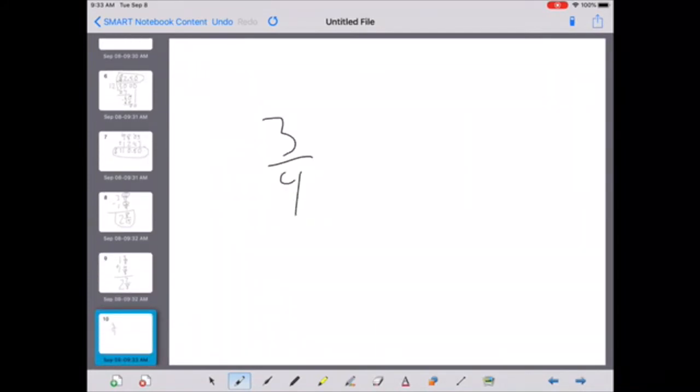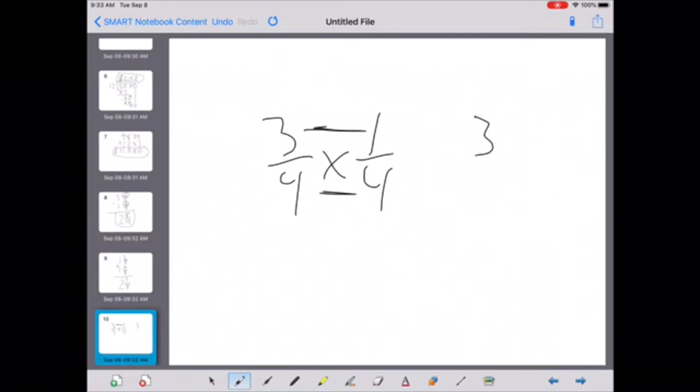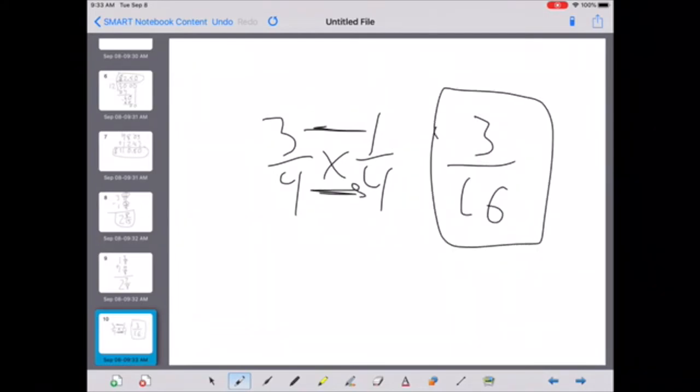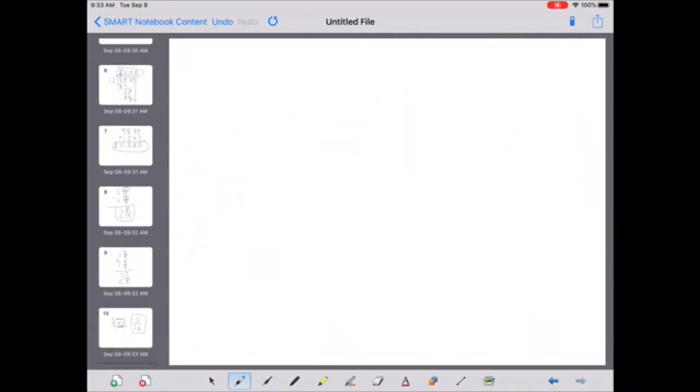Number 19 is a multiplication. This one I think is easier to write side by side, and we'll learn that in the coming up future. Multiply the tops. 3 times 1 is 3. Multiply the bottoms. 4 times 4 is 16. And I have 3/16.